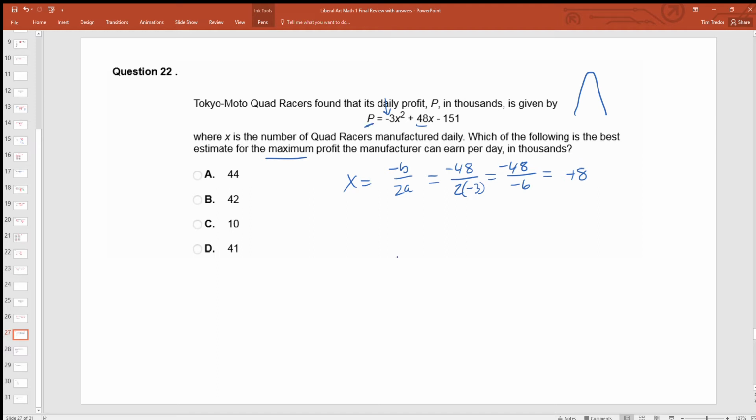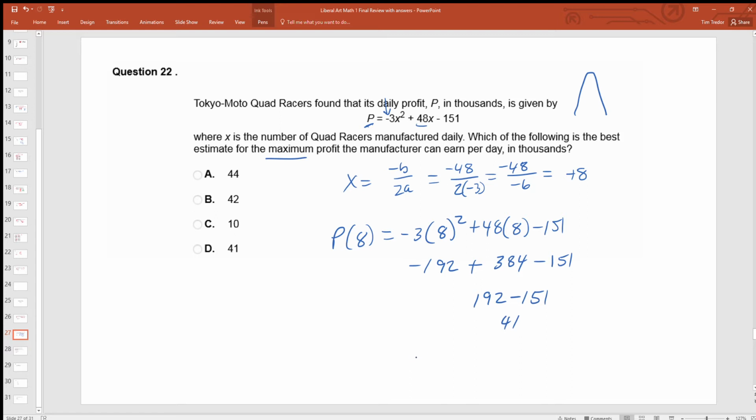I want the y value, or the P value in this case. So I need to plug P of 8 back into the equation. All right, so we get 64, which would be 8 squared, times negative 3 would be negative 192, plus 48 times 8, was a very big number. Let's see, carry the 6, minus 151. So 384 minus 192 is actually 192 minus 151. And we get 41. Yep. So the maximum amount of profit, 41,000, that they can make per day based on that formula. And to be able to answer this question, you really have to know how to find your vertex.